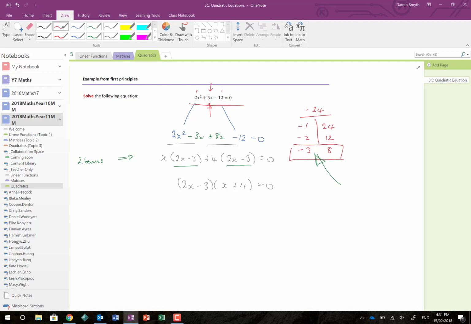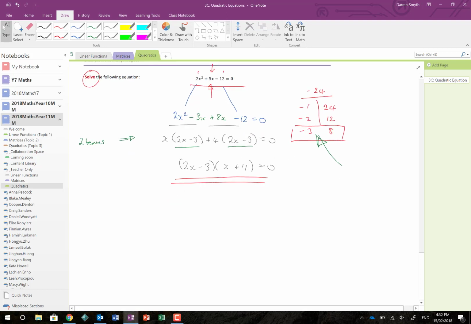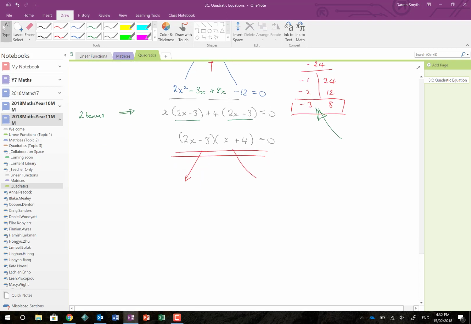Have I finished? No, because a lot of people think that's my final answer. It isn't, because the question says to solve. And to solve, we have to use the null factor law, which states that either 2x minus 3 must be equal to 0, or x plus 4 must be equal to 0. 2x is equal to 3, x is equal to negative 4. Thank you very much, that's my final answer. And so x would be equal to 3 on 2.